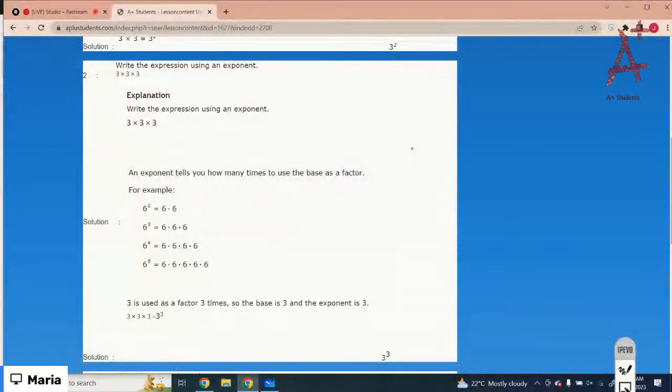Okay, the next example is 3 times 3 times 3. So you have 3 multiplying 3 times. So you can write it as 3 exponent 3. Basically, the base is 3, and the exponent is 3. That means you have to multiply 3 times.